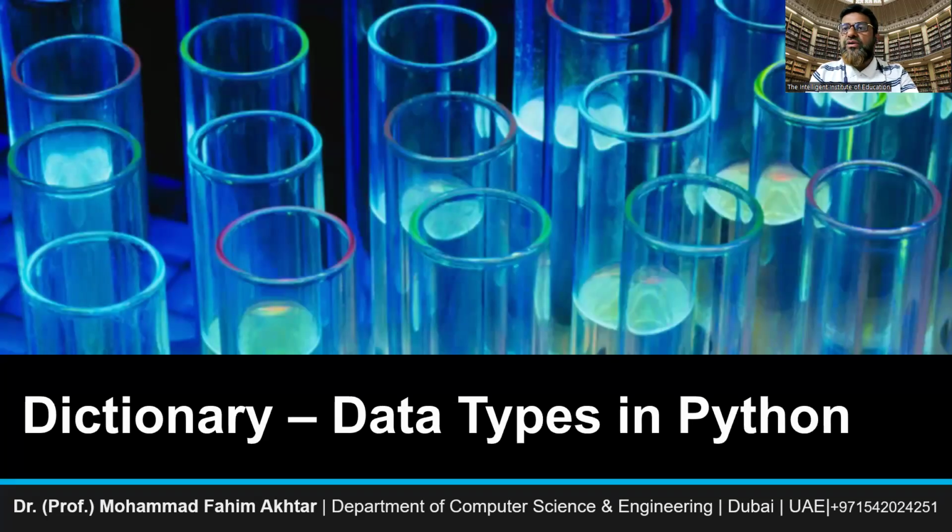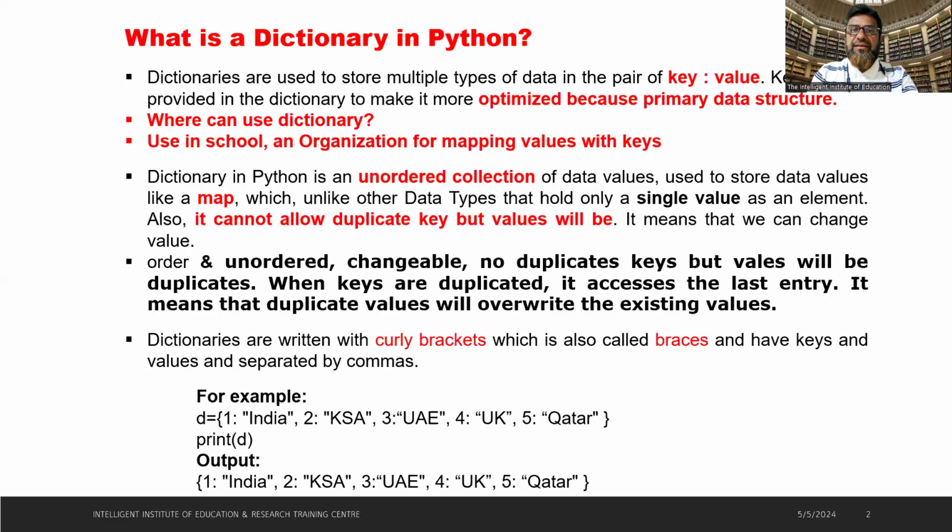So today I am going to explain data types, that is, dictionary data types in Python. Fine. So now here we will see one by one the topics that I am going to cover today. First of all, let me define how we can define a dictionary. Basically, a dictionary is a data type that can store multiple types of data, but in the form of a pair, that is called a key and value.